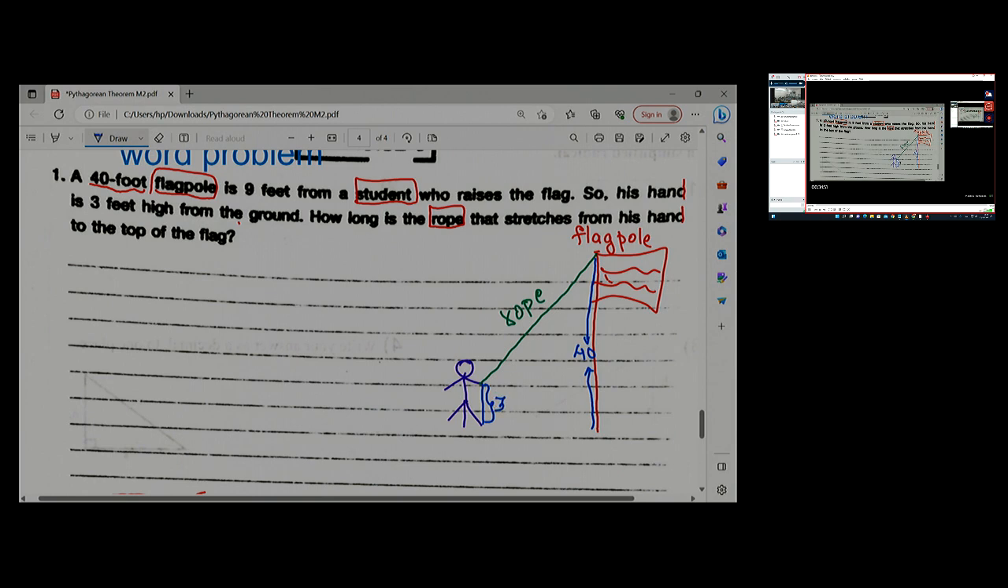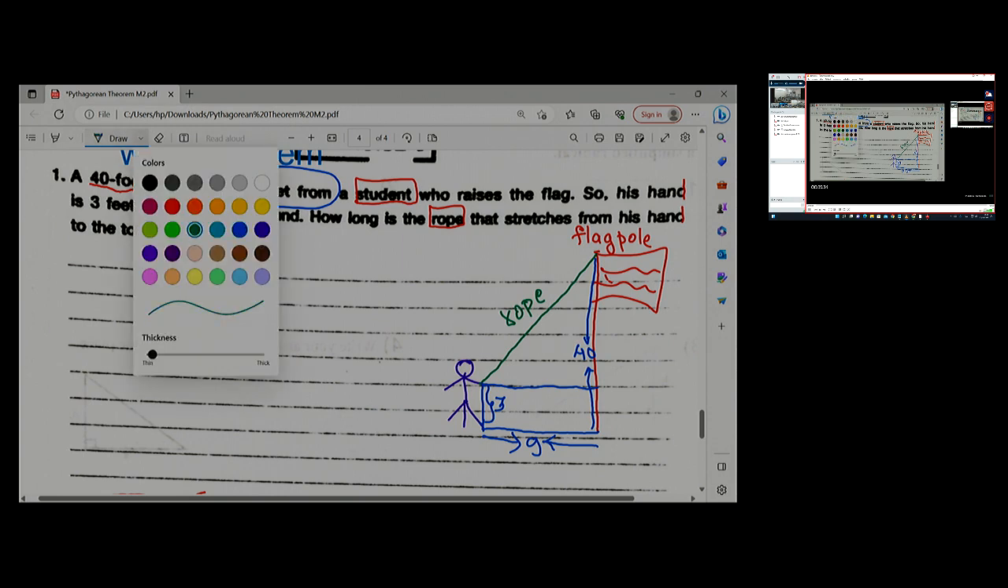And what is the distance from the student and the flagpole? What is the distance? Distance from how much? 9. So the distance from the student and the flagpole is 9. Do you understand the picture? Yes. Can you make a right triangle from there? How do you make a right triangle? Now the right triangle can be made from the hand to the flagpole. Right? Now you understand?